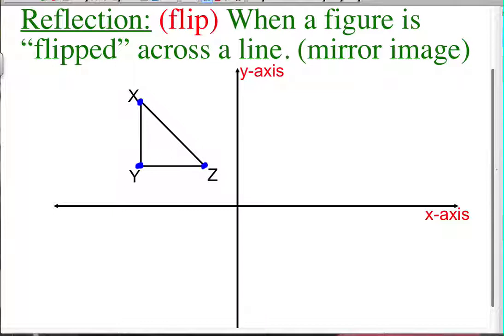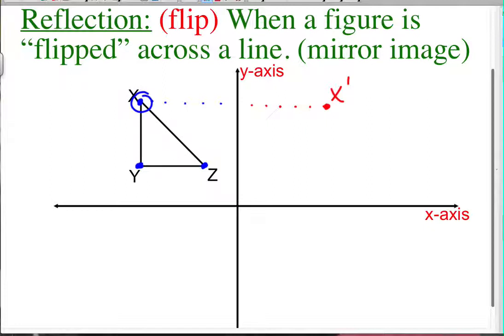So for example, if I'm going to look at X, this vertex, and if this were really graph paper, I'd be able to count how many units away X was from the y-axis. It might be 1, 2, 3, 4, 5, 6 units away to the left. So if I wanted to flip it across the y-axis, I would move it 6 units to the right. 1, 2, 3, 4, 5, 6. And this would be my new X, and I would call it X prime. And then you do the same thing for Y, and the same thing for Z.